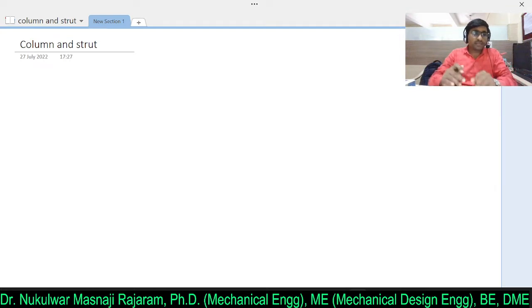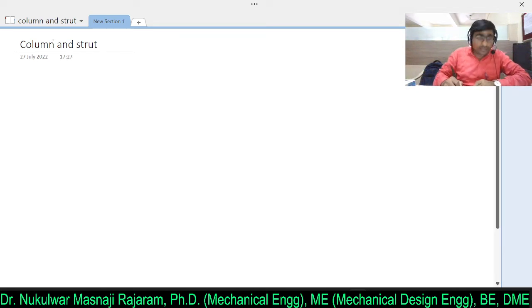Today we will see the most important topic in strength of materials, in civil engineering and in mechanical engineering. It's a very important topic as far as strength of materials is concerned, known as a column and strut. In most building construction we use columns, and how to analyze the column and when the column will fail, we will see through this lecture.